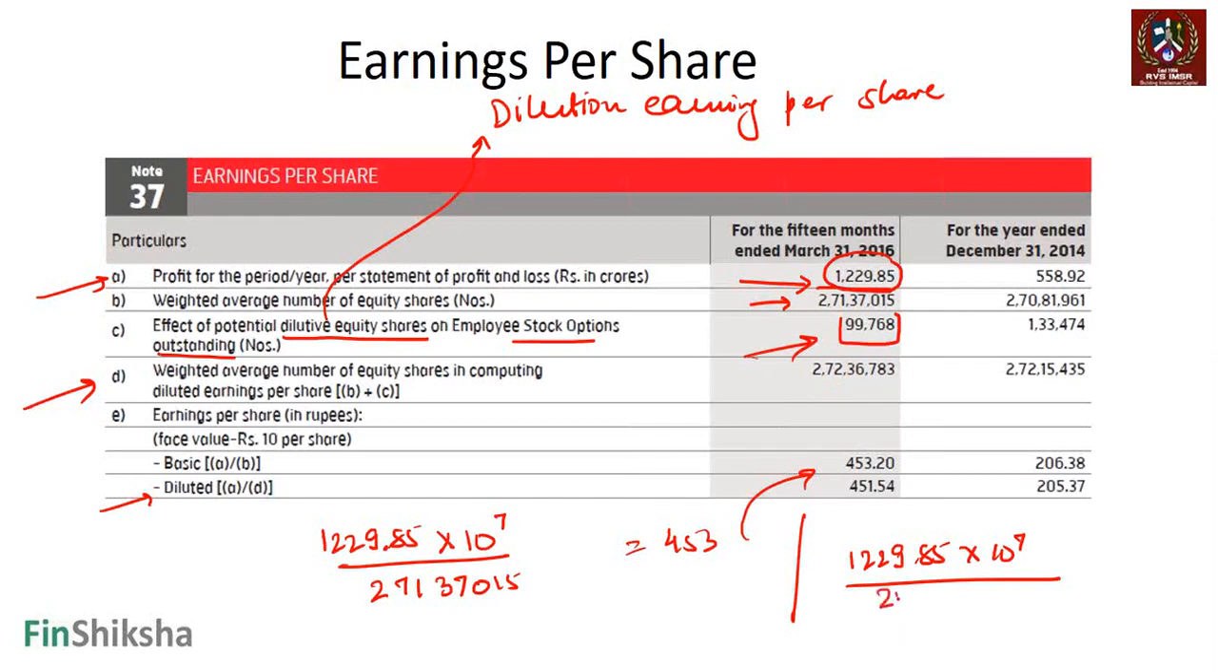So you're dividing this number by the total number of shares, which is 272,36783. That will give you the number 451.54, right? That's the number of shares that's coming from B plus C. So shares here is B, this is C, B plus C is coming here, and then you're trying to find out. So if you buy a share of this company, you're entitled to 453 rupees worth of earnings on a basic basis and 451 rupees of earnings on a diluted basis, right?